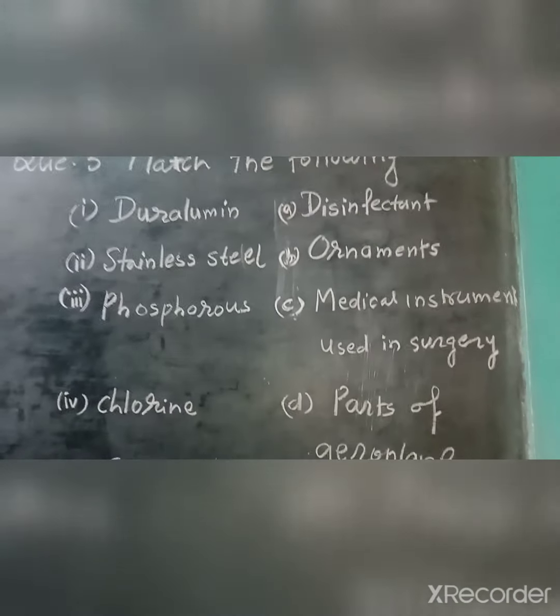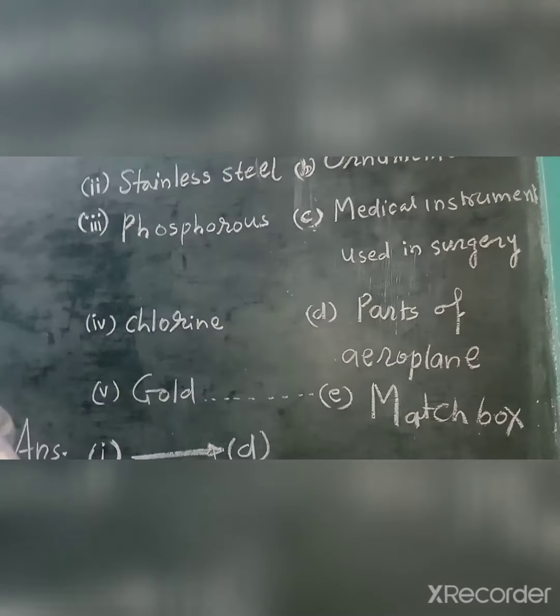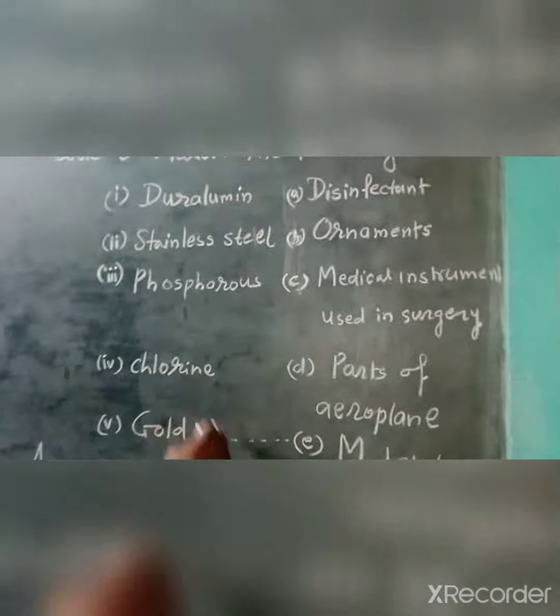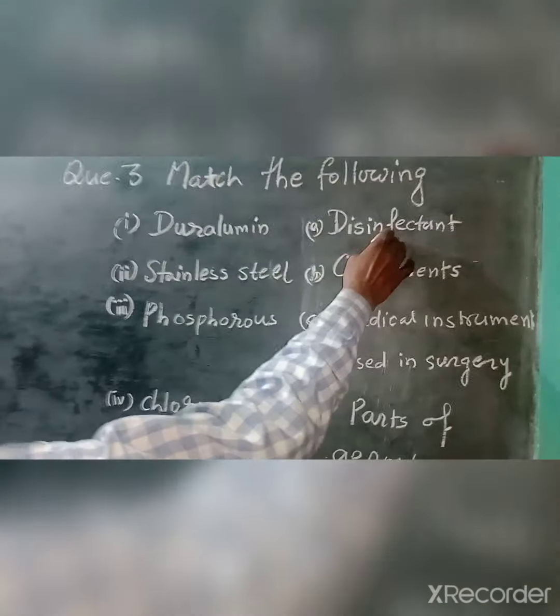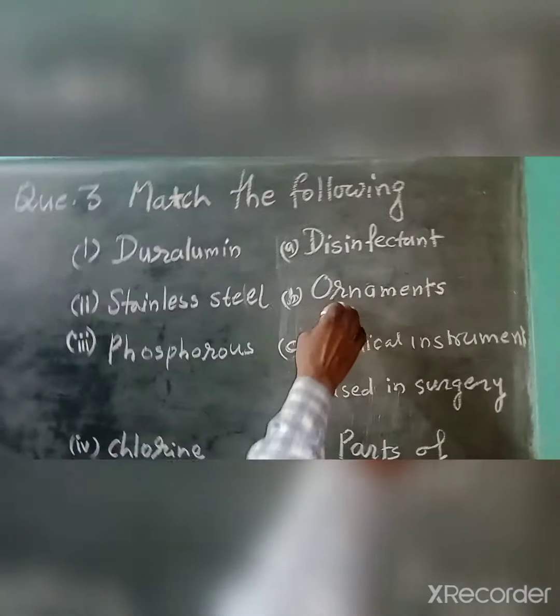Phosphorus is used to make the matchbox. In a matchbox, phosphorus is used. And number 4, chlorine. Chlorine is used as a disinfectant. And gold is used for ornaments.